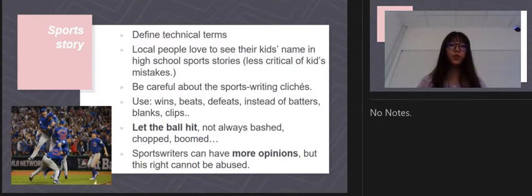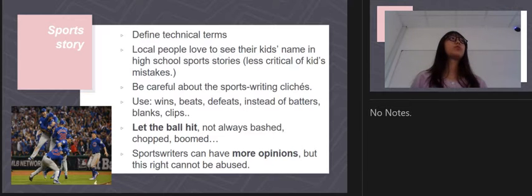And now we move to the sports stories. The first important thing is to define the technical terms. Don't limit your readers to the knowledgeable sports lovers. You can have more readership if you define the technical terms. And also, the local people love to see their kids' names appear in the high school sports stories.